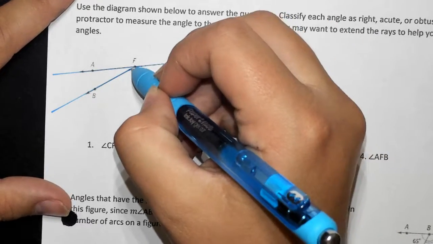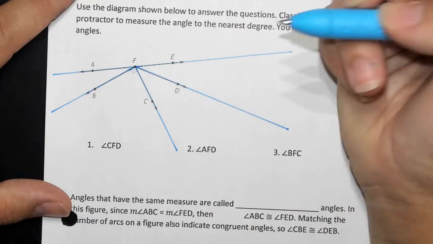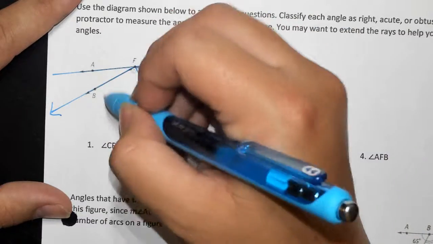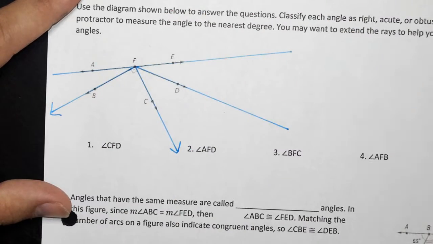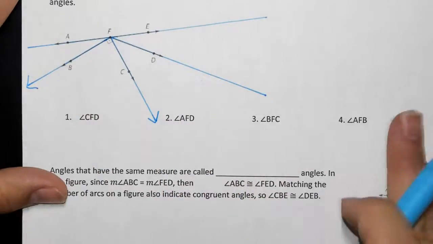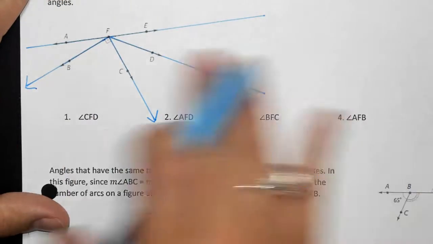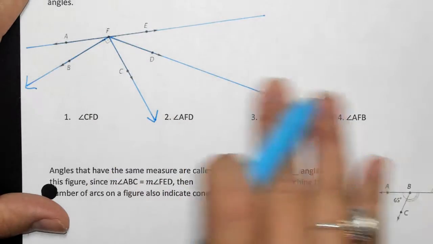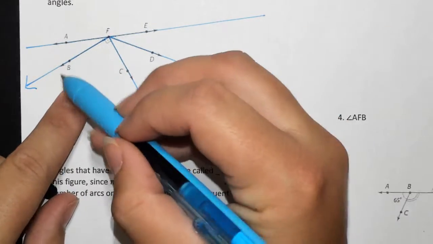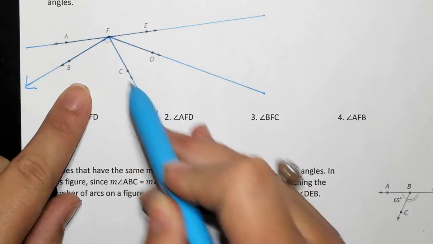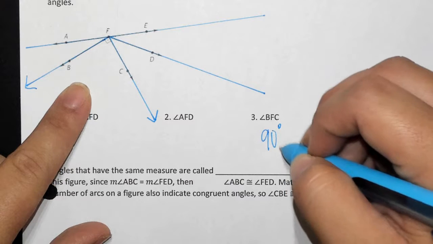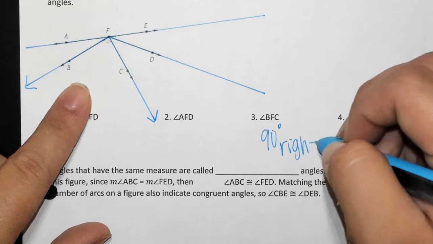Does anybody know what this box means down here? 90 degrees. So this angle right here, B to F to C, is 90 degrees. It is a right triangle. Are any of these four questions looking for angle BFC? Number 3. What is the angle measure of BFC? Well, there's a square, so it's 90 degrees, which also means it's a right triangle.